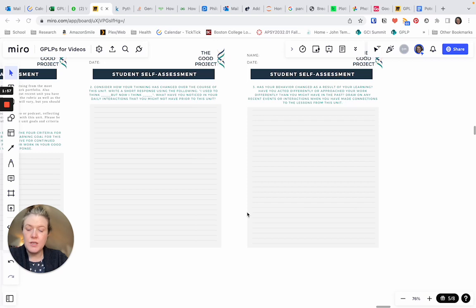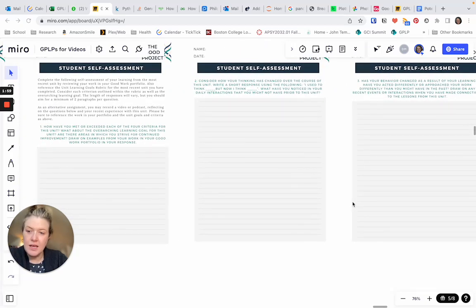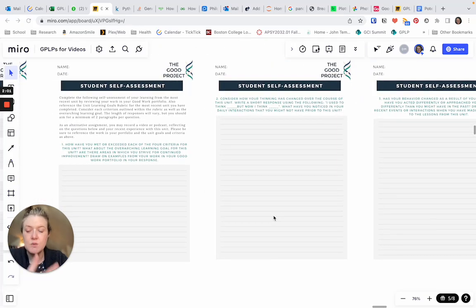And so each unit has one of these self-assessments at the end for the students to engage in some of this metacognitive reflection that we know is so important and that usually gets short shrifted, unfortunately, due to time constraints. So we would really encourage you to have your students engage in this metacognitive reflection at the end of each of the units and engage in some of these questions.